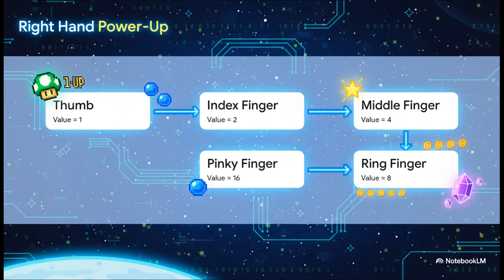Okay, let's start with your right hand. Hold it up so your palm is facing you. Every finger has a specific value. Your thumb, that's 1. Your index finger is 2. See the pattern? It just keeps doubling. So your middle finger is 4, your ring finger is 8, and your pinky is worth 16.